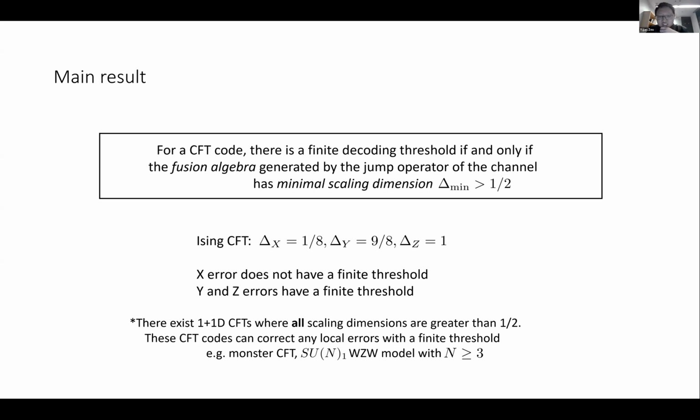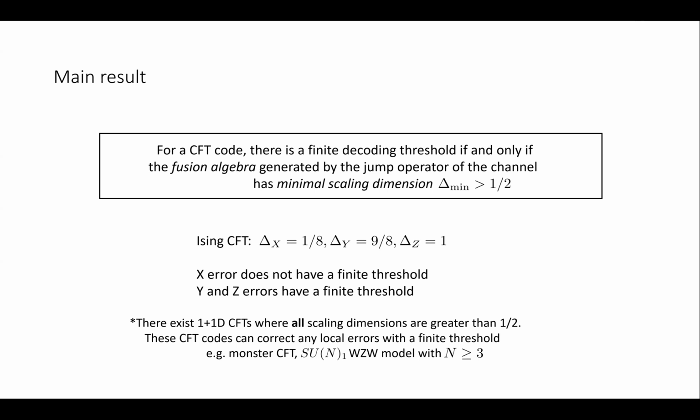If you violate this condition, that means delta is smaller than 1/2. You only have 0 threshold. Sorry, I misspoke. If you satisfy this condition, you said there's a threshold. So what is the value of that threshold? Oh, okay. Yeah. It depends on the models, but for the Ising model, the threshold is 1. Like it can correct the maximal amount of error. I see. Yeah, it depends on the model, but this result only tells you whether you have a finite threshold or not.